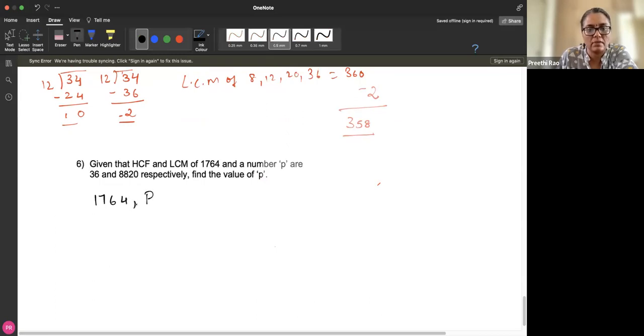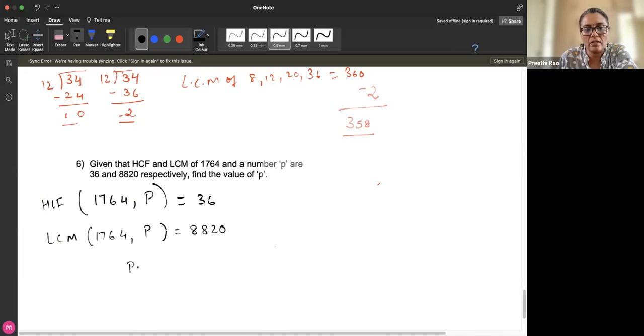It is P. So the HCF of 1764 and P is 36 and the LCM of 1764 and P is 8820. So they are asking what is the value of P. Okay. As always, you can put your answer in the chat and I will reply to you.